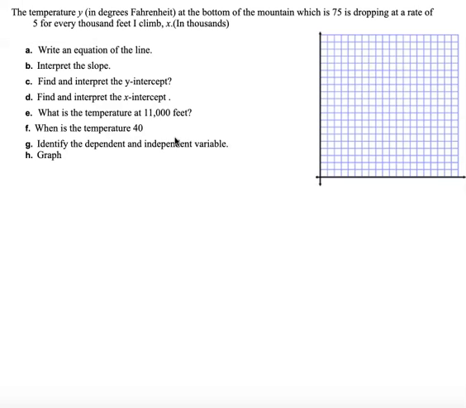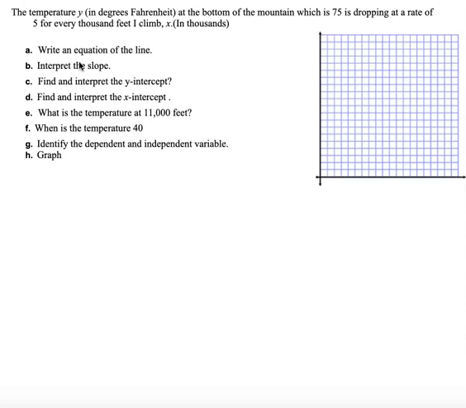Okay, so another linear application problem. Let's read this one through, see what we come up with. The temperature Y in degrees Fahrenheit at the bottom of the mountain, which is 75 degrees, I should say, is dropping at a rate of 5 degrees for every 1,000 feet I climb. So part A says write an equation of the line.